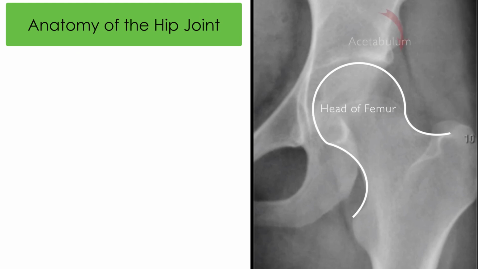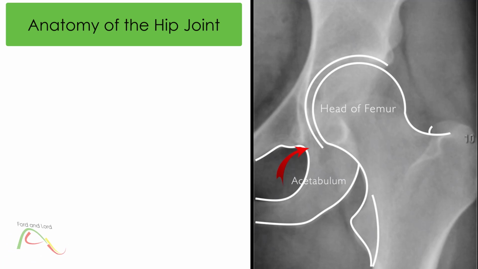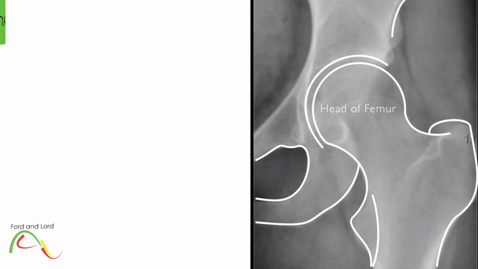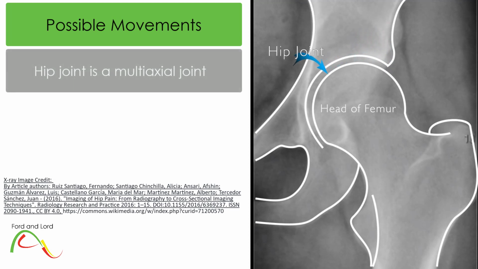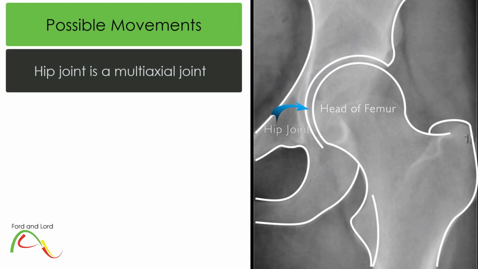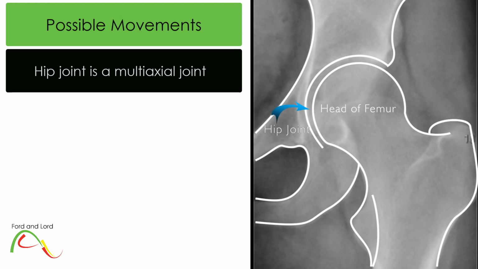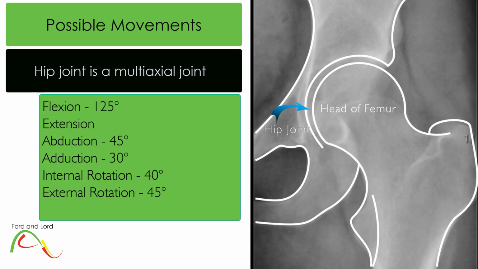Now that we know the major anatomical structures that make up the hip joint, we will dive a bit deeper to know a little more. Possible movements. The hip joint is a multi-axial joint, which means it rotates on more than one axis, allowing for a wide range of movements. The hip joint allows for flexion, extension, abduction, adduction, and internal and external rotation.